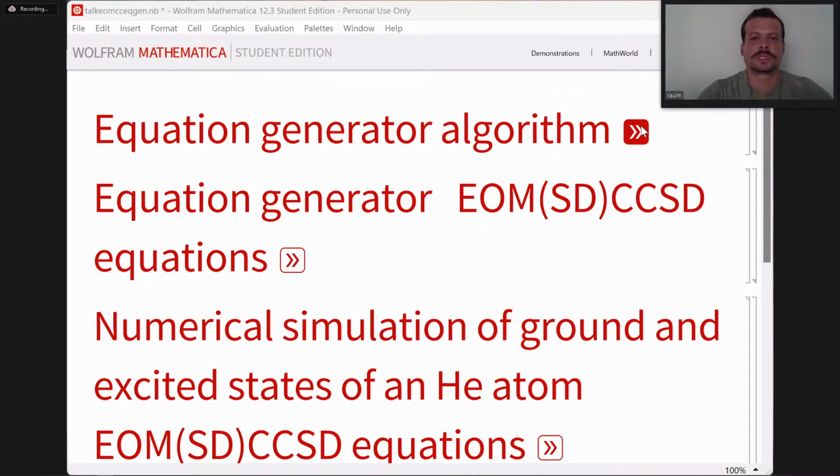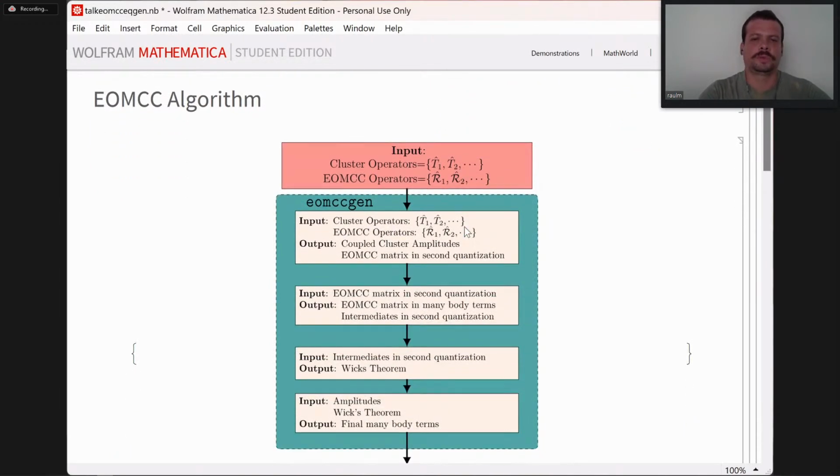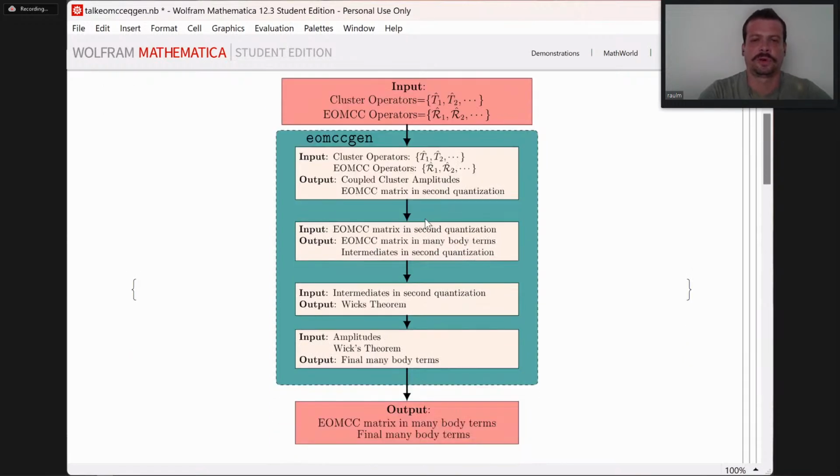So yeah, I will start with the general algorithm. The input will be the cluster operator and equation of motion operator, those that I already described. In the next step, we transform this cluster operator and equation of motion cluster operators into second quantized form of this equation of motion matrix that I already showed you. And I also obtain the amplitudes from the cluster operators.